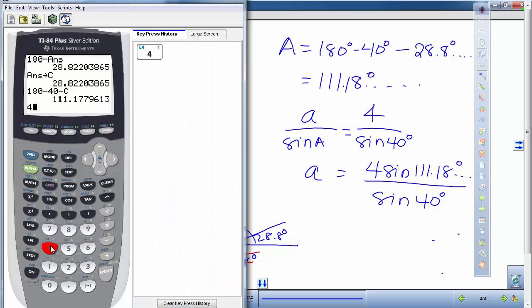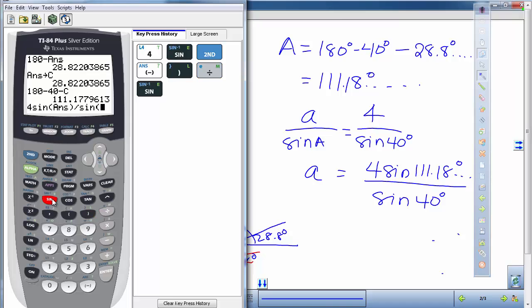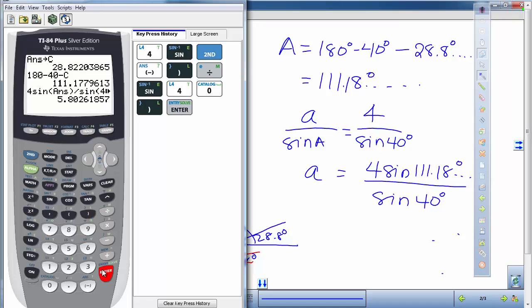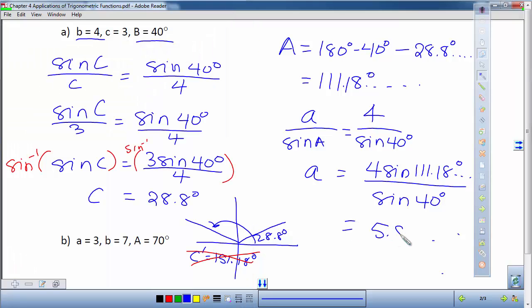4 sine of that previous answer, divided by sine 40. I got 5.8. Is that what you all got? Okay, so let's look at this. This is a length, right? So we got a side of 5.8 opposite this largest angle. Is that going to work?